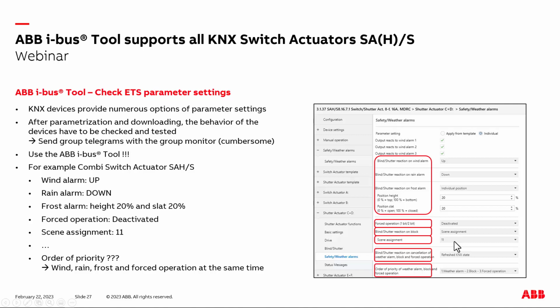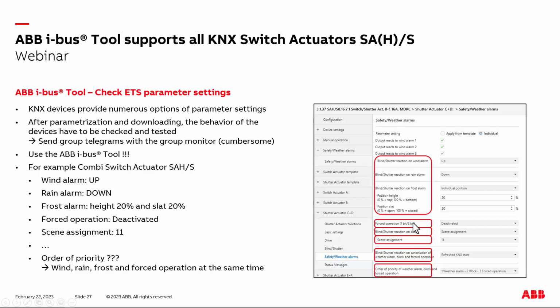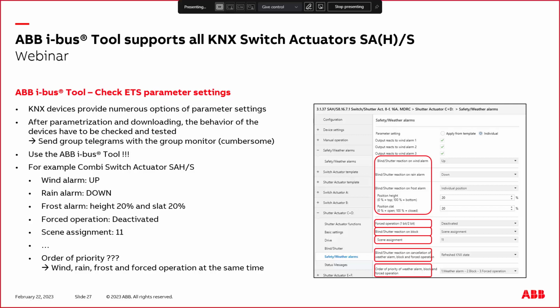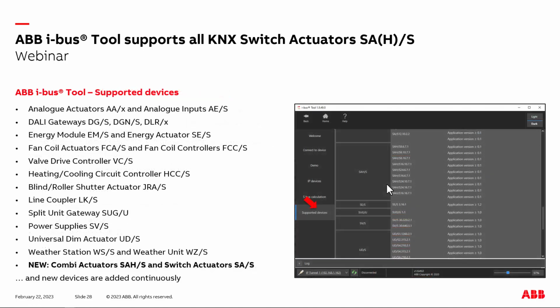But how to test all these settings? The priority, like here, the last parameter, the priority of weather alarms, blocked and forced. How do you test it? Normally only in the group monitor in the ETS, send telegrams, see the reaction and so on. But here with the iBus tool, it's very easy. And later you will see that it really makes fun to work with the iBus tool, because it gives you so much information, everything here in a kind of transparent way. Good. Okay. Really nice tool, the iBus tool.